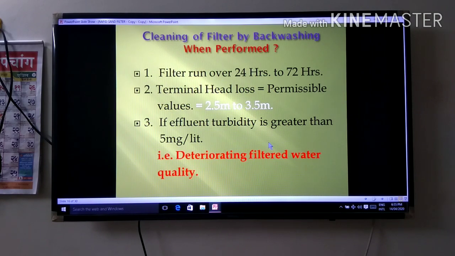Cleaning of the filter by backwashing is performed when? First, when the filter run is more than 24 hours to 72 hours. Second, when terminal head loss is equal to the permissible value, that is 2.5 meter to 3.5 meter. Third, if effluent turbidity is greater than 5 mg per liter, that is deteriorating filtered water quality.